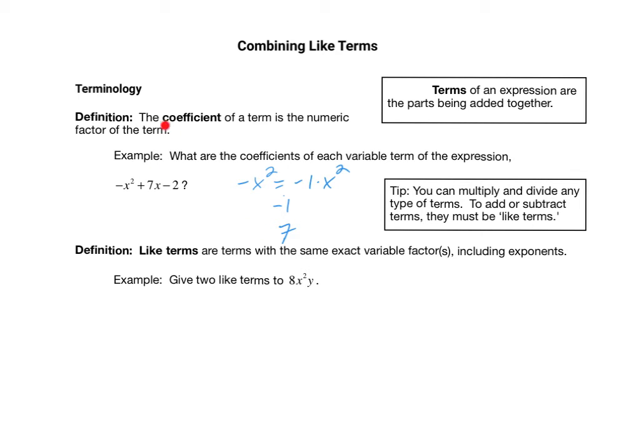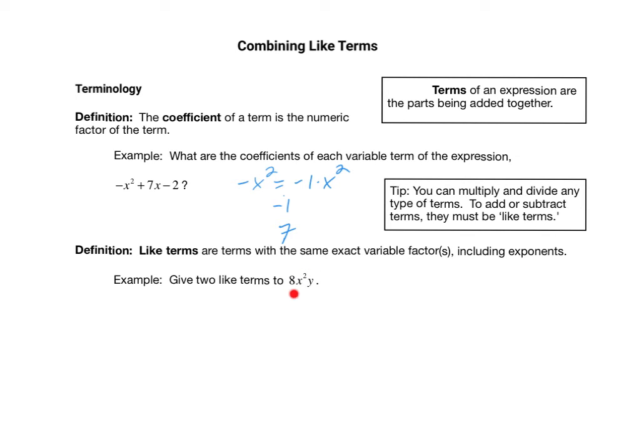We needed to define coefficient in order to be able to combine what we call like terms. Now, real quick, you can multiply and divide any types of terms. They do not need to be what are called like terms, but to add or subtract terms, they do need to be like terms. So we need to define like terms because when we add or subtract like terms, the coefficients play a key role in that process. First, like terms are terms with the same exact variable factors, including exponents.